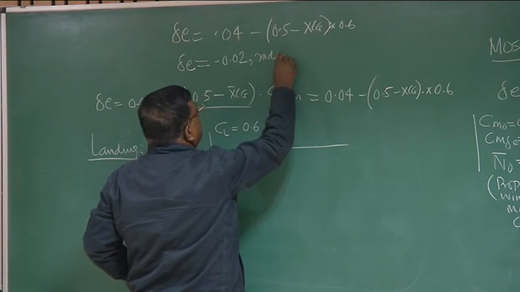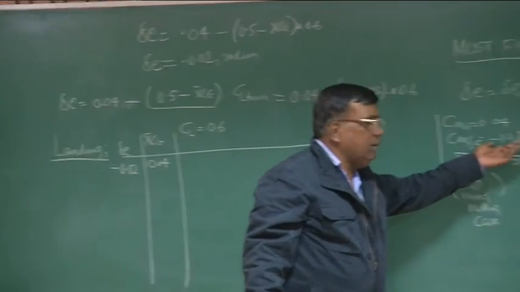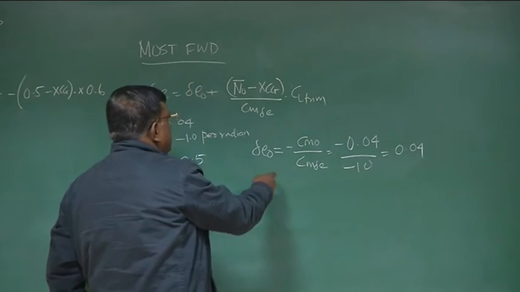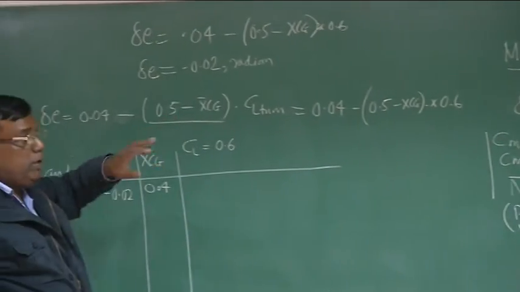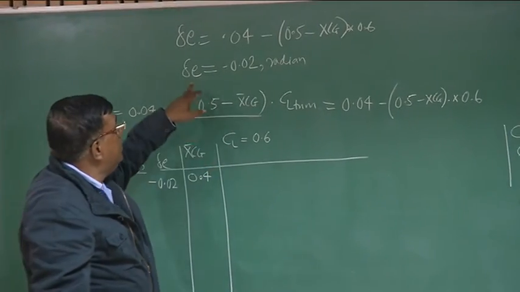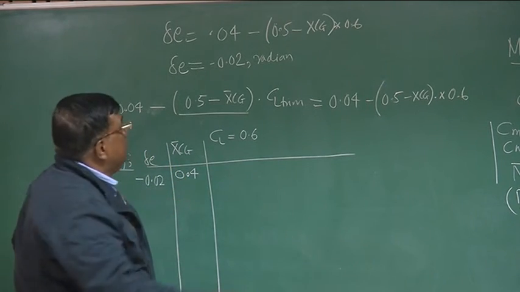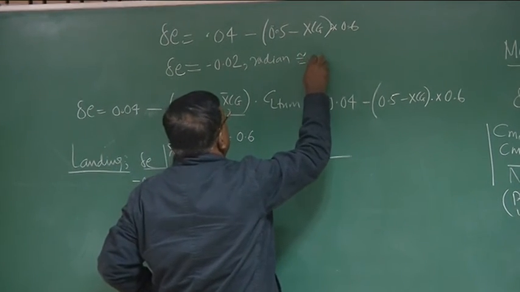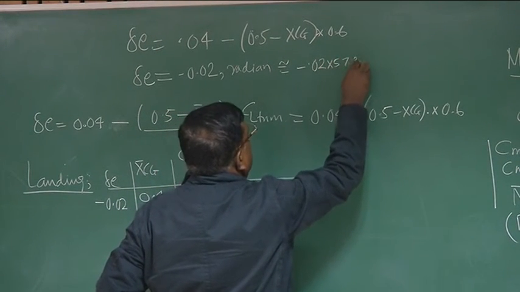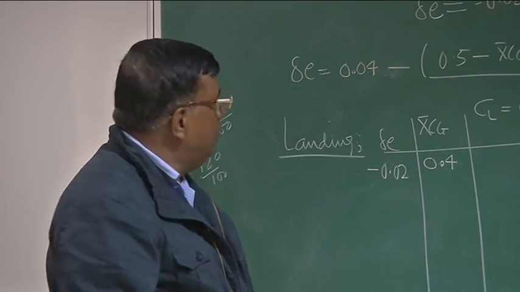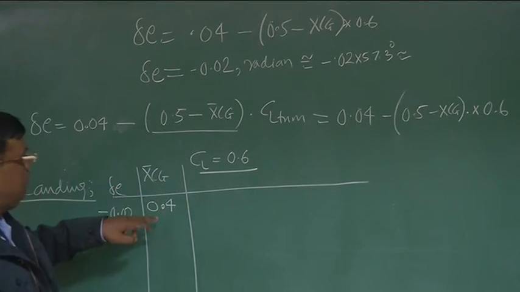Why radian? Because Cm delta E we have taken per radian. If Cm delta E were per degree, then this would have been in degree. But because Cm delta E is per radian, this delta E also will come per radian. Please be very, very clear about this. To get a feel, roughly I can write this equal to 0.02 into 57.3 degree. So how much is it? We are seeing this for CL trim equal to 0.6, for an xCg location of 0.4.